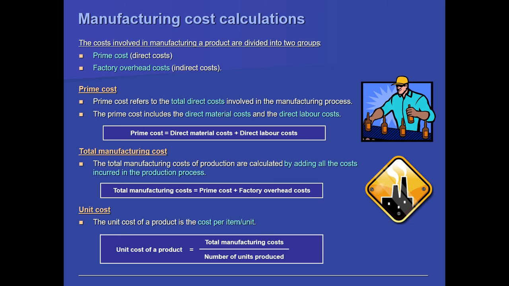Now, when you calculate the unit cost of a product, you will simply take your total manufacturing cost and divide it by the number of units produced, right? Your unit cost is simply your TMC, your total manufacturing cost, divided by the number of units produced.